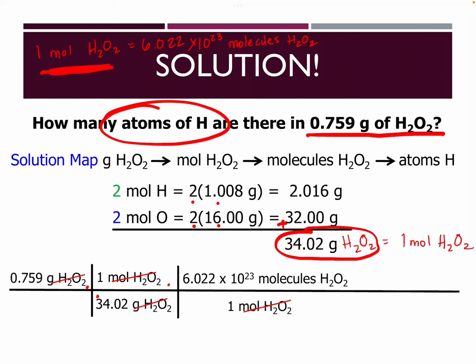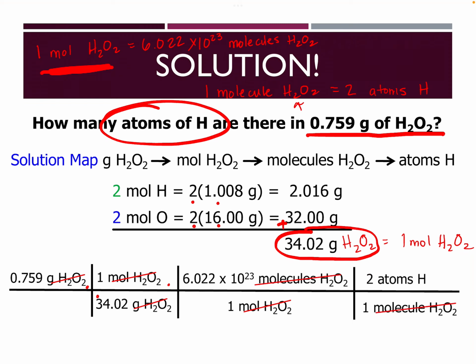The way we get from molecules to atoms is to use that mole ratio. So we say, okay, for every 1 molecule of hydrogen peroxide, we need to figure out how many atoms of hydrogen there are. Well, there are 2 atoms of hydrogen. So that's our last conversion factor. For every 1 molecule of hydrogen peroxide, there are 2 atoms of hydrogen.